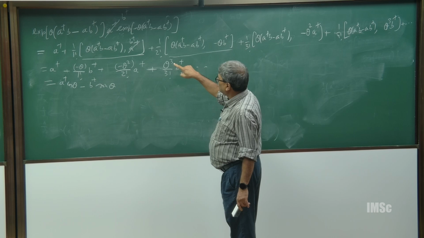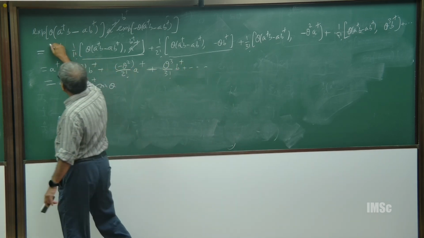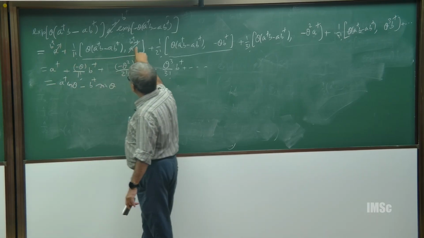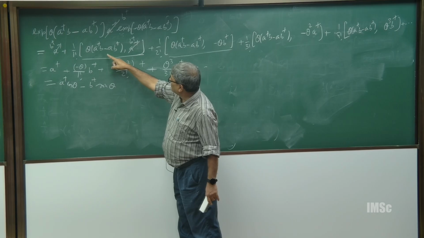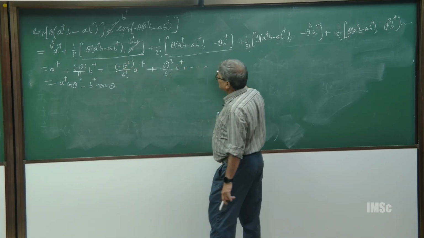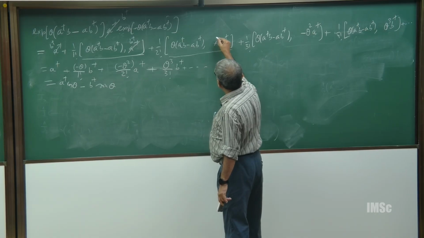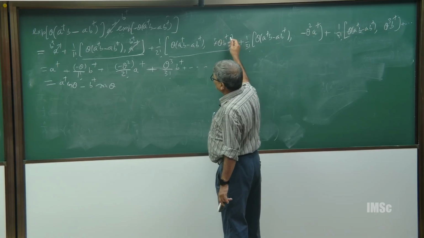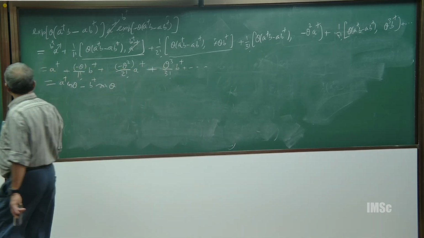Oh, I should be careful now. This is B, so this should be B dagger. Now here it is. What will be this? No, he is right. It would be B dagger cos theta minus A dagger sin something. No, this will be plus then. Yeah, B dagger cos theta plus A dagger.